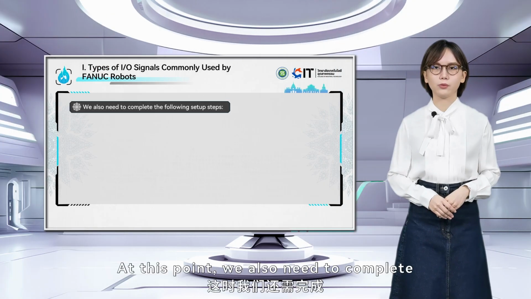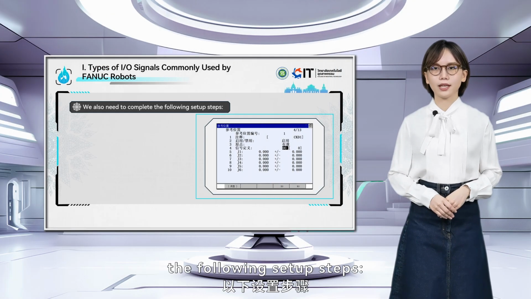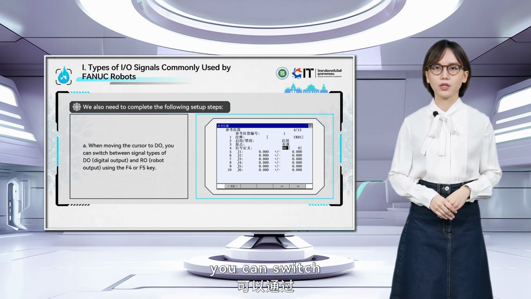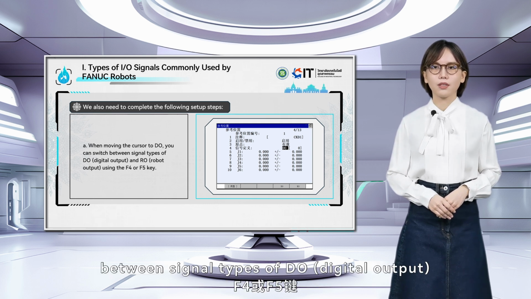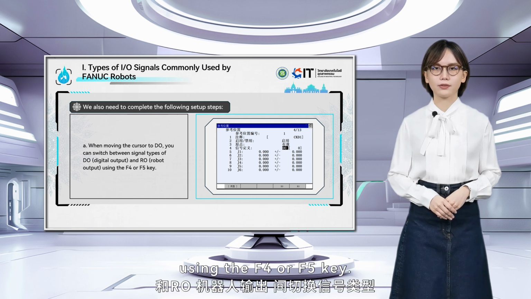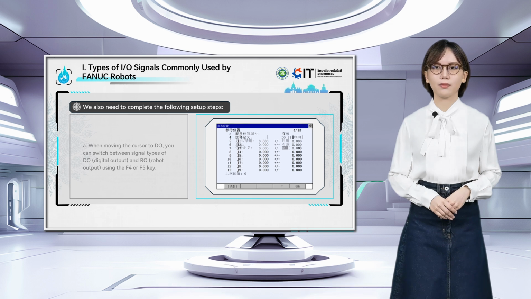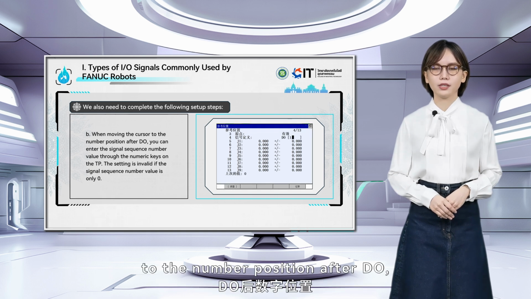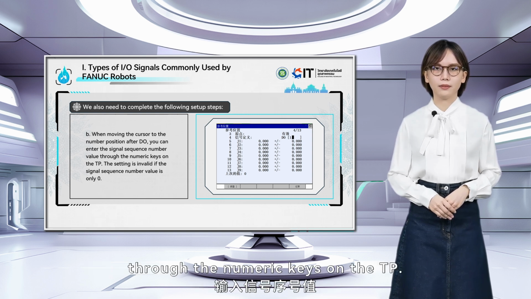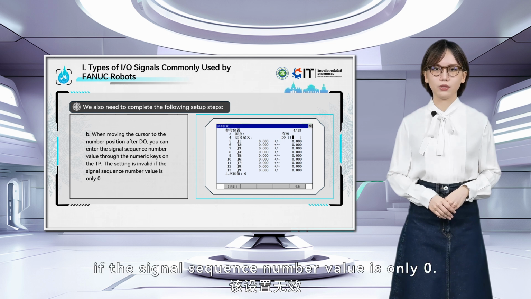At this point, we also need to complete the following setup steps. A. When moving the cursor to DO, you can switch between signal types of DO, digital output, and RO, robot output, using the F4 or F5 key. B. When moving the cursor to the number position after DO, you can enter the signal sequence number value through the numeric keys on the TP. This setting is invalid if the signal sequence number value is only 0.